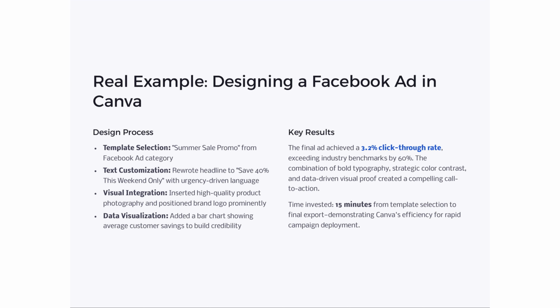Designing a Facebook ad in Canva involves selecting the Summer Sale promo template, rewriting the headline to save 40% this weekend only, and integrating high-quality product photos with a prominent brand logo. Adding a bar chart for customer savings enhances credibility. This approach achieved a 3.2% click-through rate, surpassing industry benchmarks by 60%.